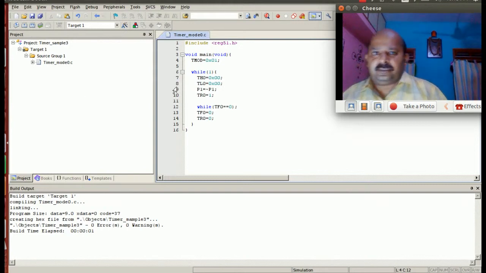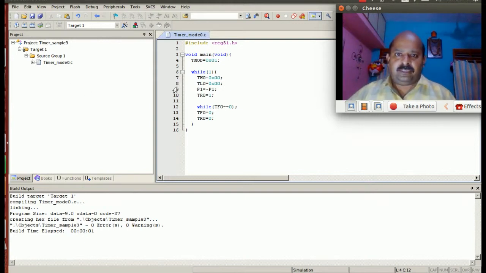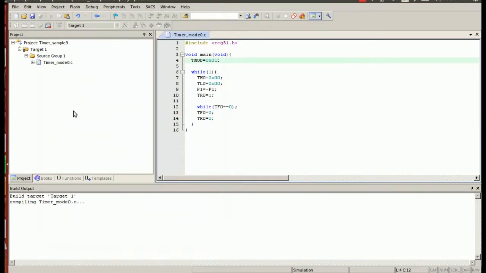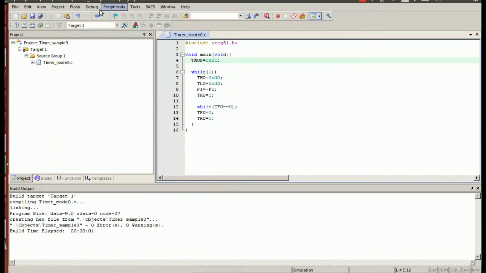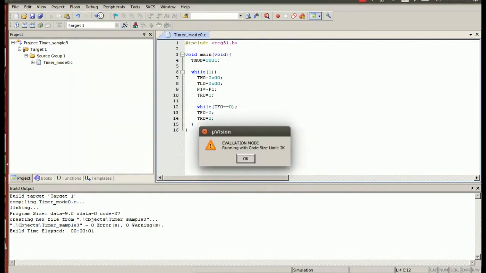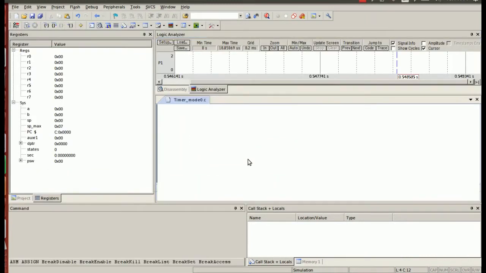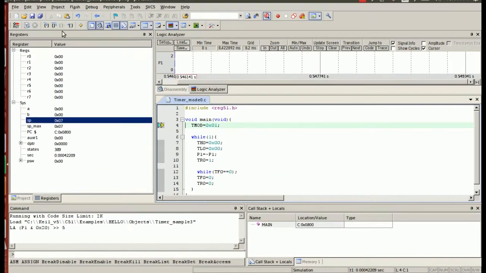Okay, now let me run the program with the timer set in mode 1. So TMOD is set to 1. Then there is no other changes in the program. So let me compile this particular program, and let me put the session in the debug mode. When the timer is set in mode 1, the maximum possible delay that can be achieved by the timer is 71.1 milliseconds. So let us run this and check in the logic analyzer.